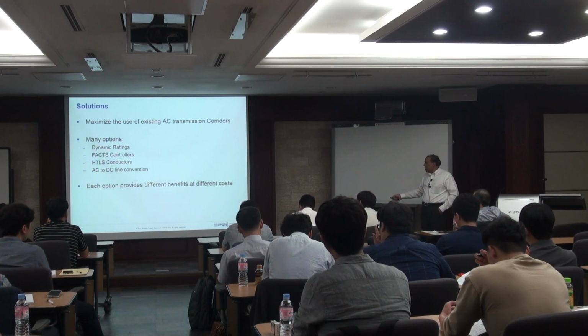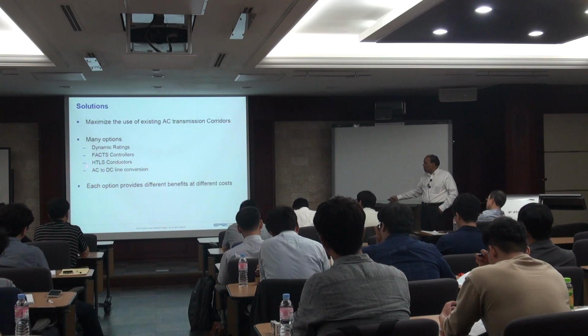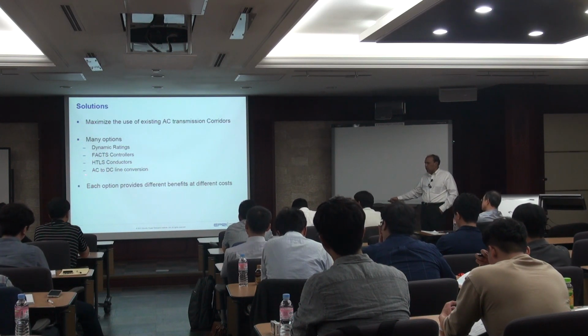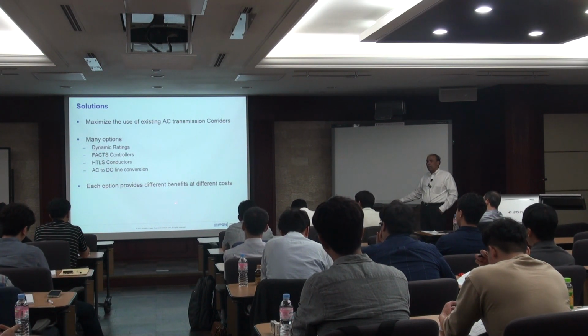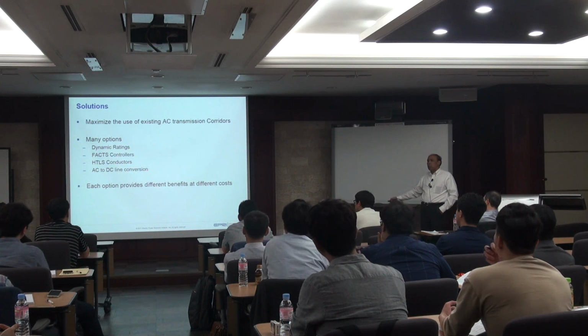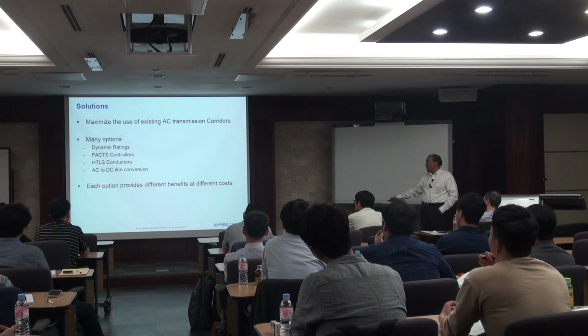But the option that I'm talking about is to use the existing AC conductor, whatever you have, put a rectifier and inverter at both ends of the line, and increase the capacity on the line. So this is the option I'm talking about. You have many options to increase power flow on the line, and some of them are listed here.